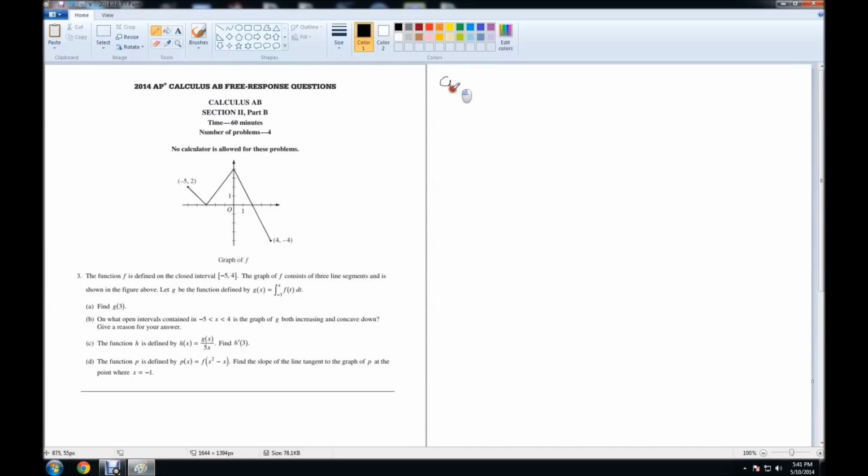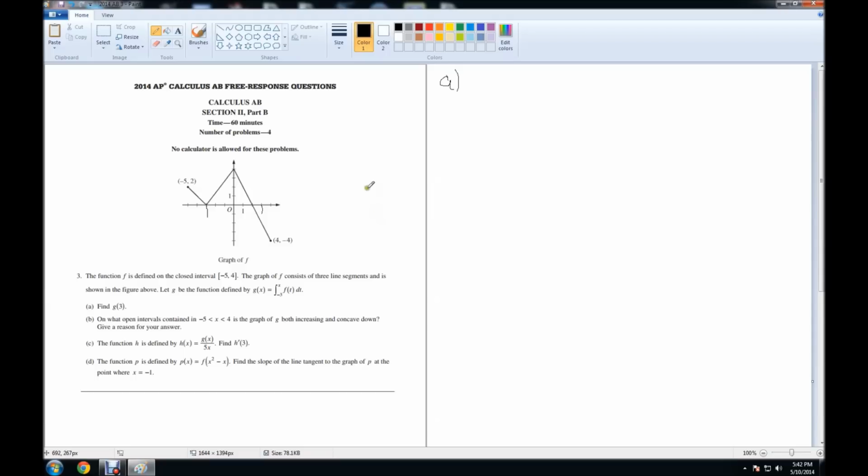So part A, if you remember by regular function notation, all you do is plug in 3, which would give us the integral from -3 to 3 of f of t dt. So we're looking for the area underneath the curve from here to here. Now, if you remember, the most basic definition of the integral is area underneath the curve, and if it's above the axis, it's a positive area, and if it's below the axis, it's a negative area.